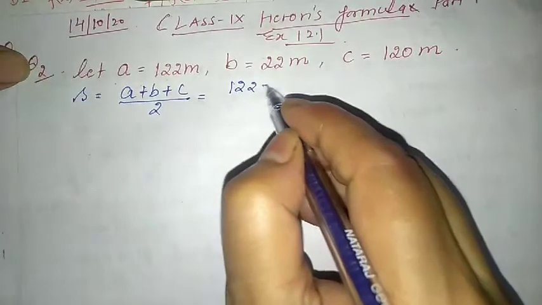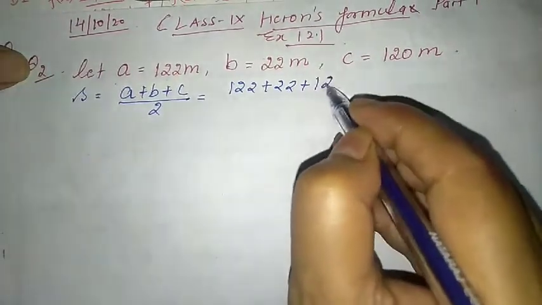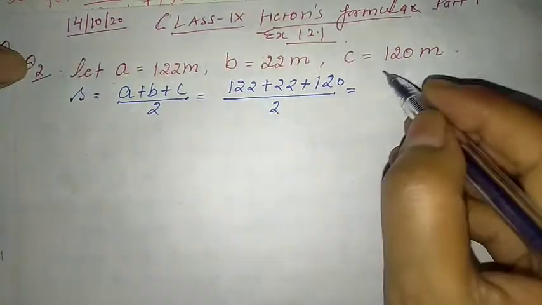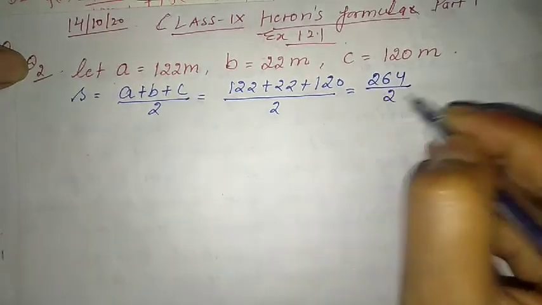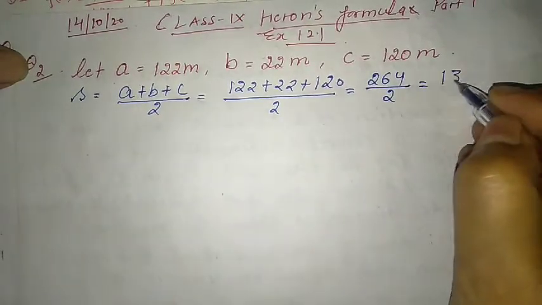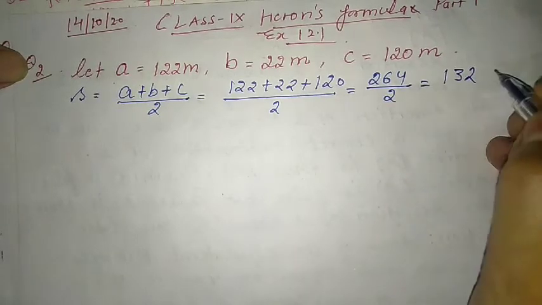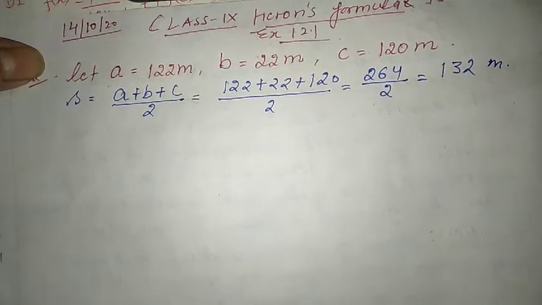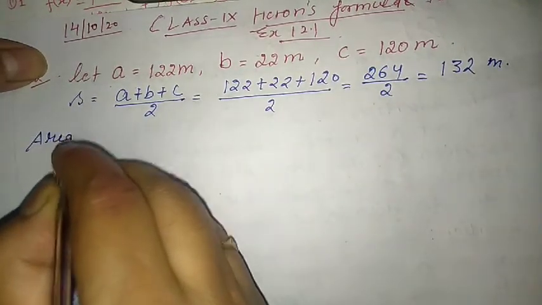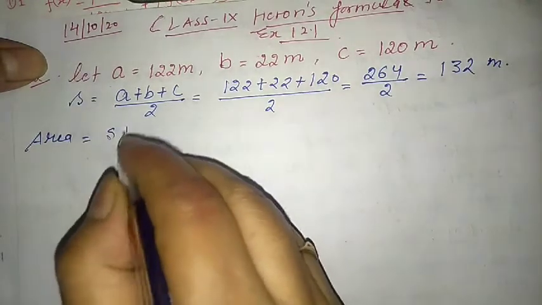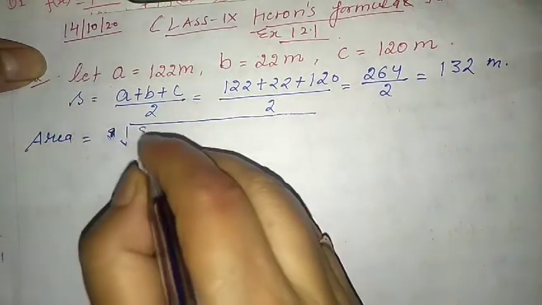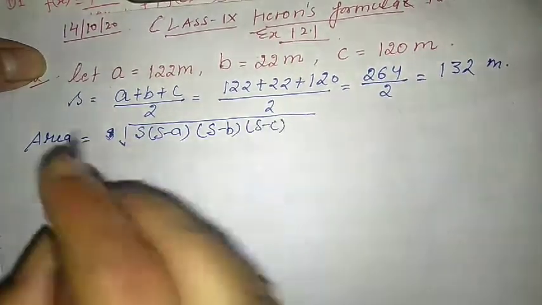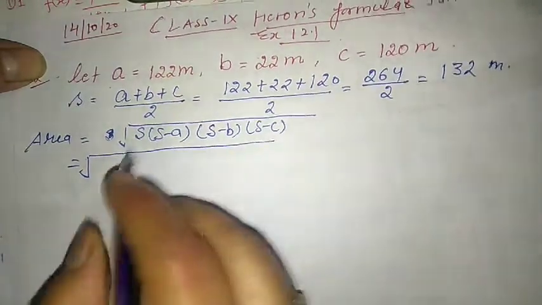So 122 plus 22 plus 120 divided by 2. The sum is 264 divided by 2, and when we divide this we get 132 meter. Now we'll find the area of the wall. Area is equal to, first write the formula, under root S, S minus A, S minus B, S minus C.